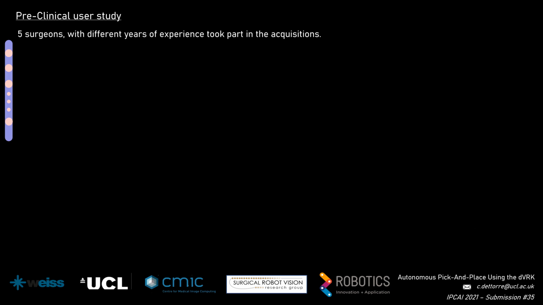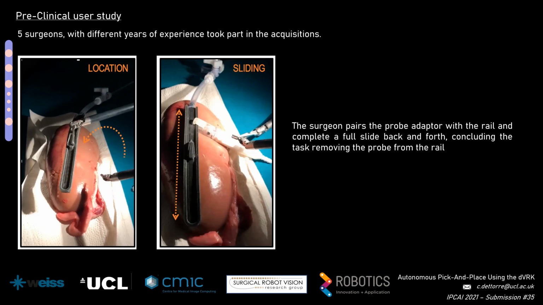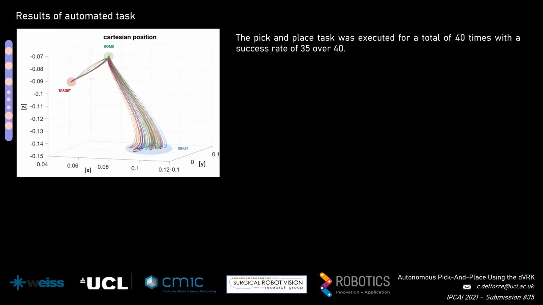I'm now going to describe the preclinical user study that we performed in this work. 5 surgeons were involved in the acquisition, with different years of experience and no previous knowledge of the path rail system. We asked them to perform 3 different tasks. The location one, where they had to pick the rail from a starting position and locate it over the kidney. The sliding, in which they had to engage the probe with the rail and slide it back and forth. And the last one, the kidney motion task, where they had to perform circular movements to reposition the kidney, as shown in the picture.